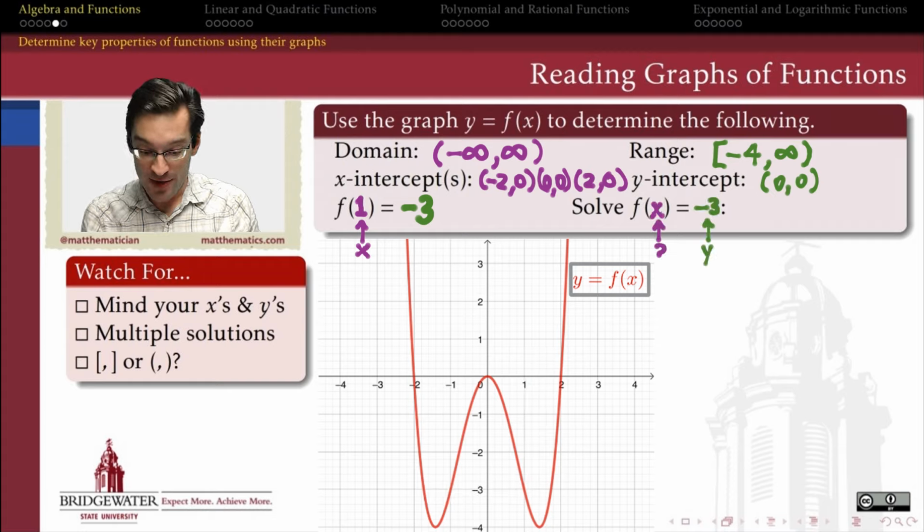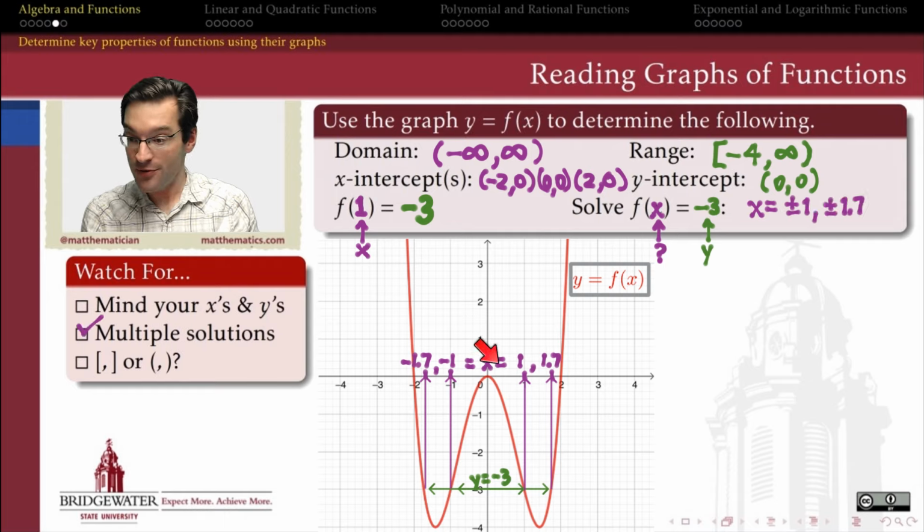The reverse process happens if I want to solve the equation f of x equals -3, so I know the y value and I'm looking for the x value. So I go to y equals -3 and I look to my left and right. And in this case, it turns out there's 4 different x values that all have a y value of -3. And so this equation actually turns out to have 4 solutions.